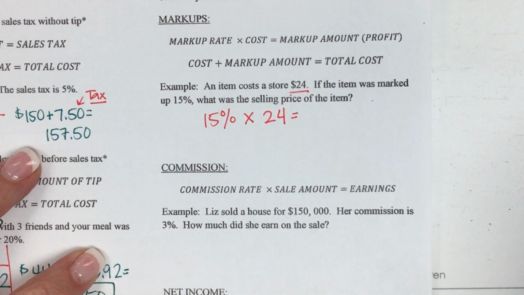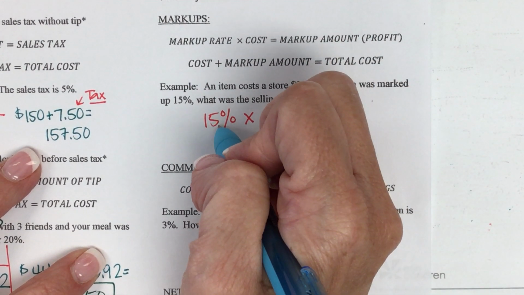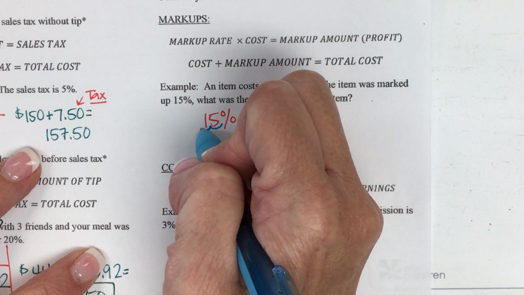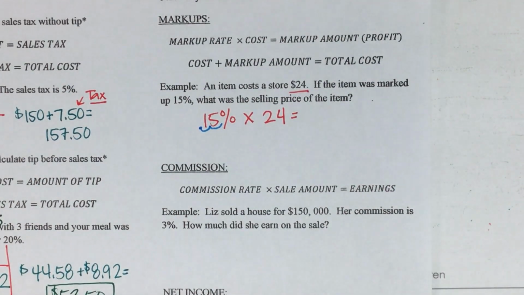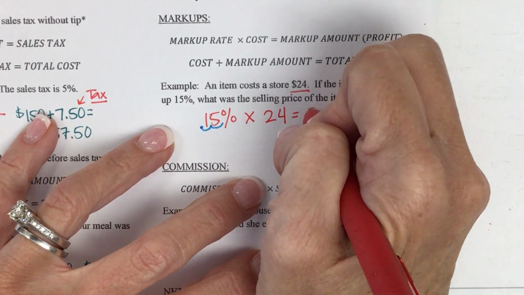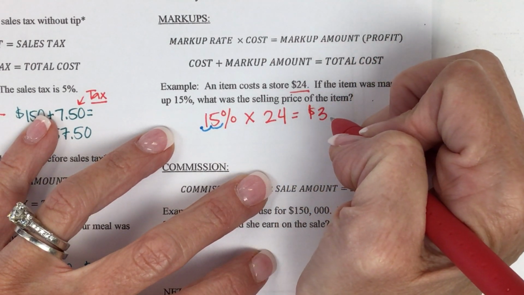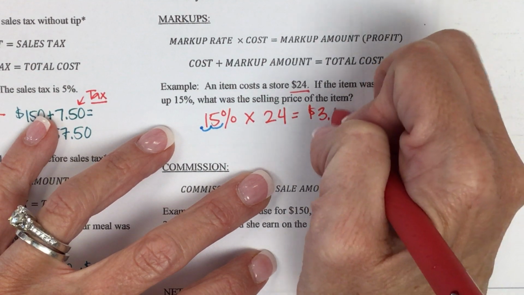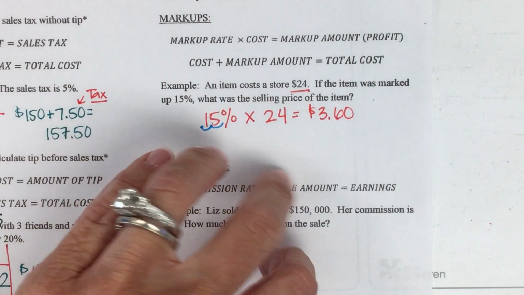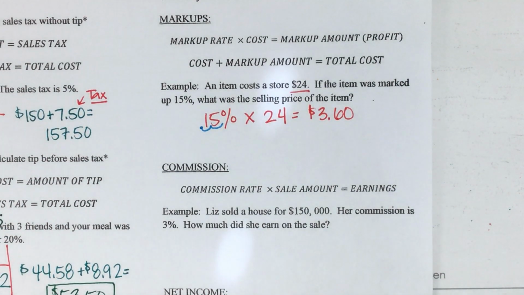Okay, so let's go ahead and change this 15% into a decimal. So now it's what? 0.15? So it's 0.15 times 24. Sam? $3.75. You sure? No. Yeah. $3.60. Close. All right, but we're not done yet.